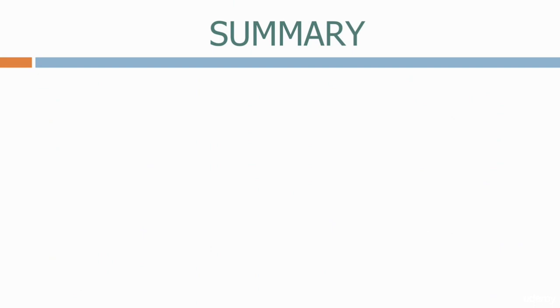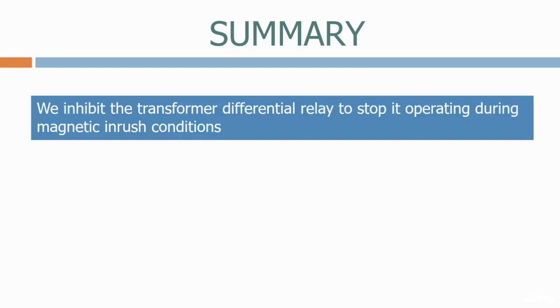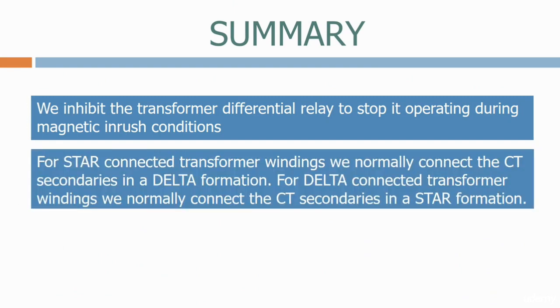Let's summarise what we've learned today. We inhibit the transformer differential relay to stop it operating during magnetic inrush conditions. For star-connected transformer windings, we normally connect the CT secondaries in a delta formation. For delta-connected transformer windings, we normally connect the CT secondaries in a star formation.